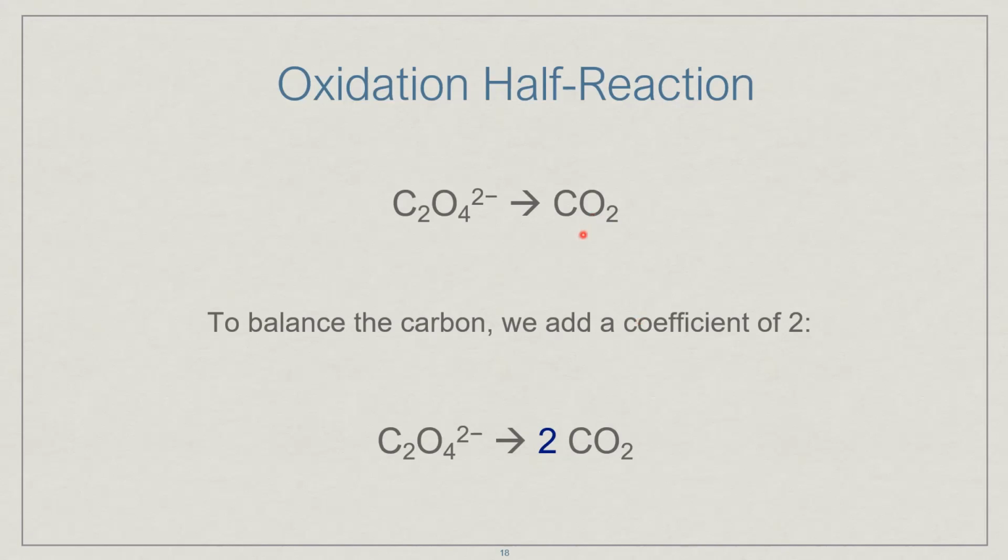Again, we need to balance this. We've got 1 carbon on the right, 2 carbons on the left, so double that amount on the left. So we can put a 2 in front of carbon dioxide. And now we have it balanced in terms of the mass.